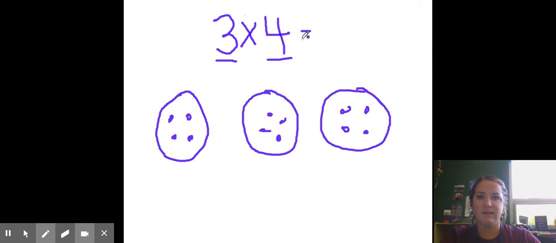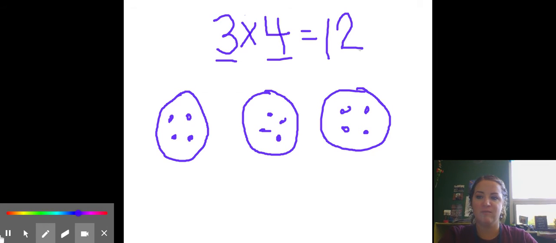All right, we can find our total by counting. I'm going to count by 4s. So I have 4, 8, 12. So 3 groups of 4 equals 12. Great job, guys. Go ahead and erase your board and get ready for our next practice problem. All right, let's do another one.